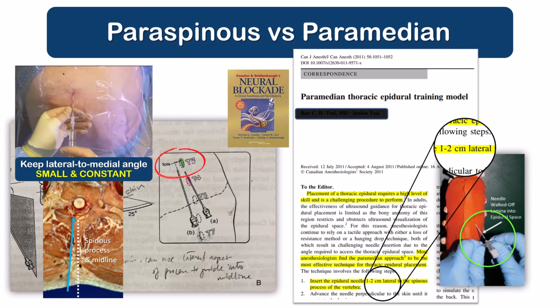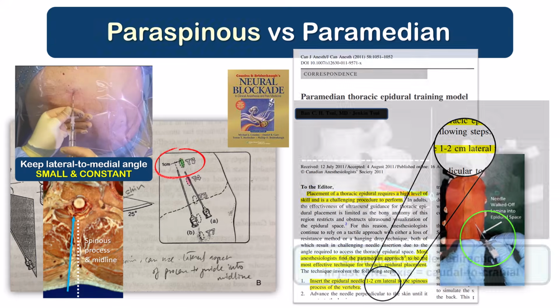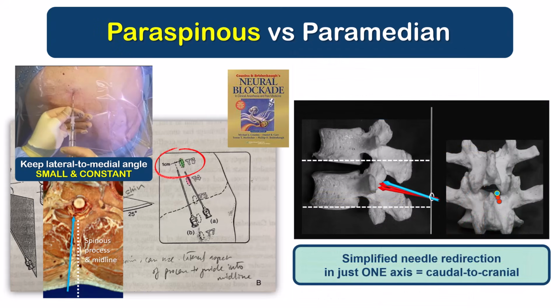This allows us in turn to keep that lateral to medial angle very small, no more than 10 degrees usually, and this in turn simplifies the redirection process greatly. We don't have to calculate or vary that lateral to medial angle and can instead focus on incremental changes in just one axis of motion, which is to gradually walk our needle tip cranially along the lamina, which will lead us inevitably into the interlaminar space. And I'm going to use the term paraspinous rather than paramedian throughout this talk when I'm discussing needle insertion, just to emphasize this point.